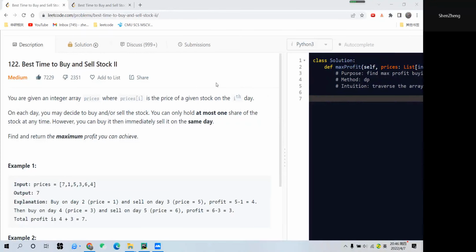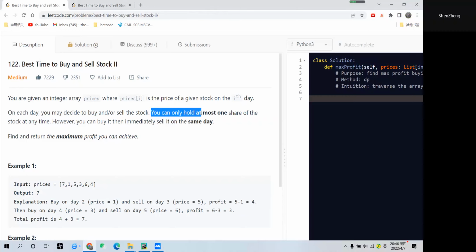Hi everyone, today's a Leetcode question called best time to buy and sell stock 2. So in this question, we have a very similar problem setting with the previous best time to buy and sell stock, right? But the difference is that in the previous question, we were only allowed to purchase and sell the stock one time. But in this question, we are allowed to do multiple purchases and sales.